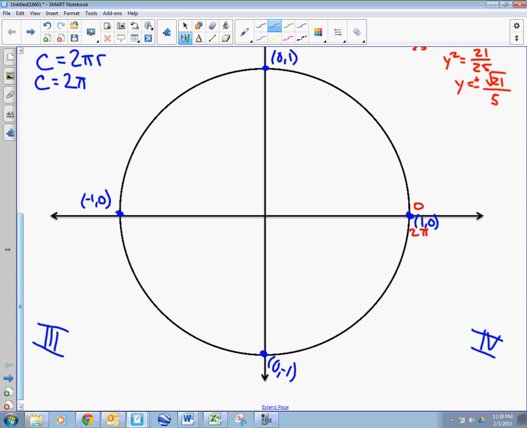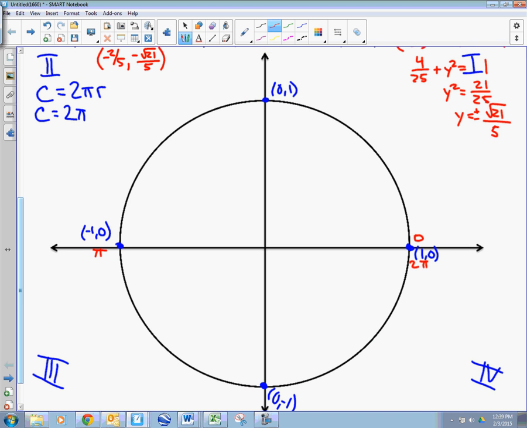All right. So now, harder question. Suppose I start here and I walk to here. How far have I traveled? Pi. Interesting. How did you figure that out? Half of the 2 pi. Suppose I start at 1, 0 and I walk to 0, 1. How far would I have traveled? Half of a pi, which we write as pi over 2.